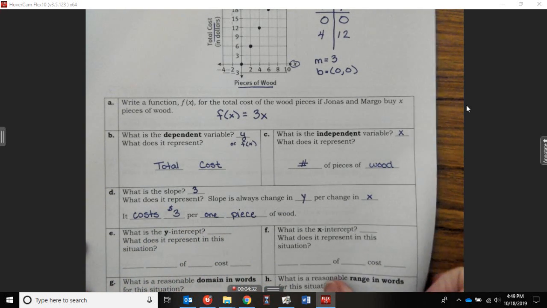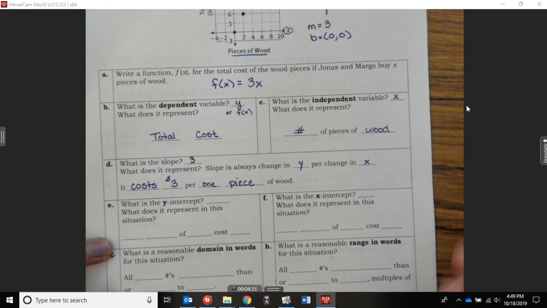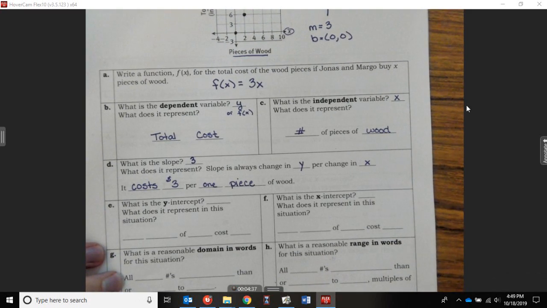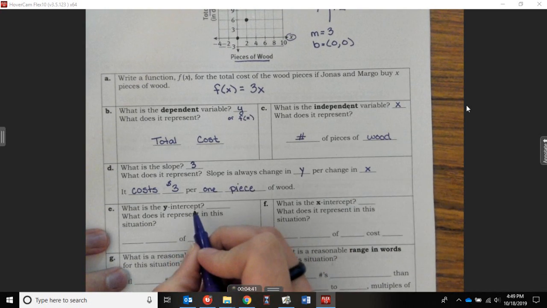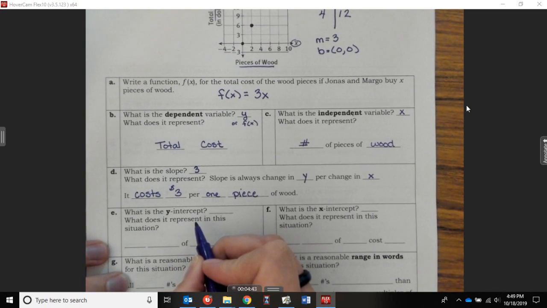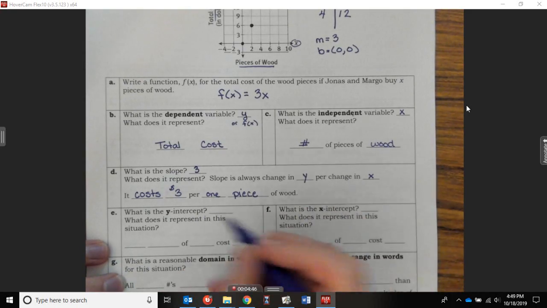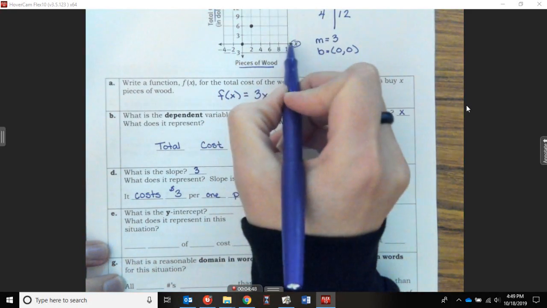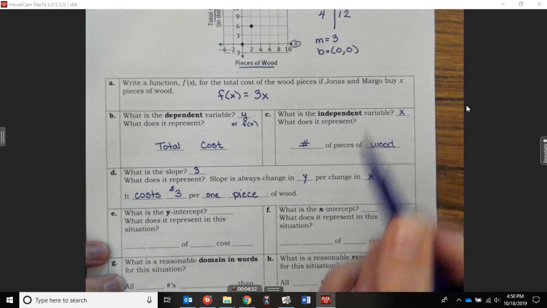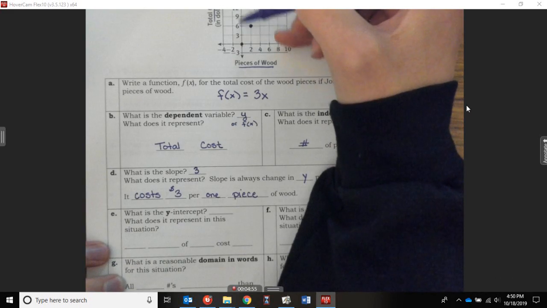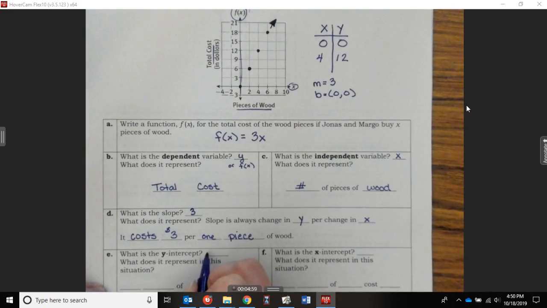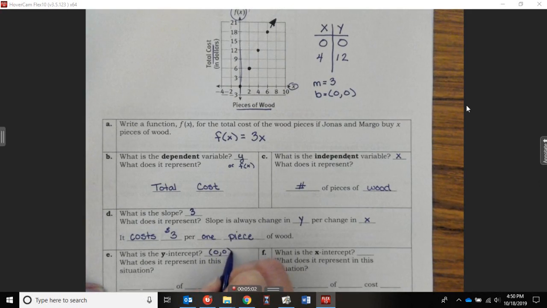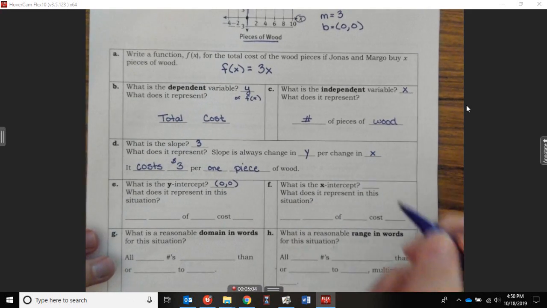Sorry, not review yet. That's the domain and range. So the y-intercept. What is the y-intercept? Well, that's what our lesson was for the last 2 days, the x and y-intercepts. If I look at this graph, it crosses the x-axis at 0, 0. And then it also crosses the y-axis at 0, 0. So in this situation, our x-intercept and our y-intercept are exactly the same thing, 0, 0.